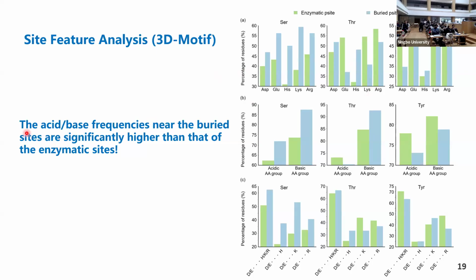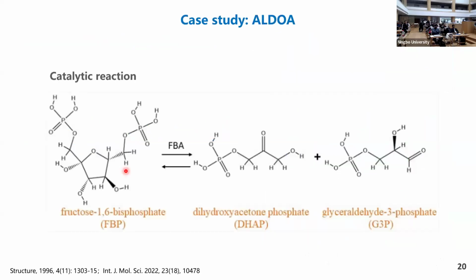That is, the acid-base frequencies near the buried site are significantly higher than that of the enzymatic sites. What does it mean? It means that it is very similar to our small molecular model, right? So for this kind of site, naturally, they are a kinase, even though they are not a kinase in the biological classification, but they own the kinase activity, right? So I'm going to show you two cases.